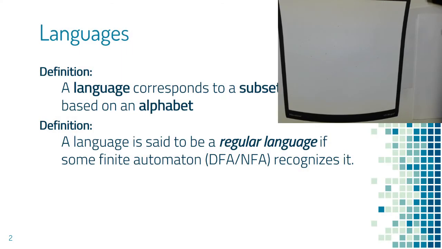We're going to be looking at a very special type of language. So language, just remember, is a subset of strings over a certain alphabet. The language of an automata is then the subset of strings over a certain alphabet that the automata will accept.